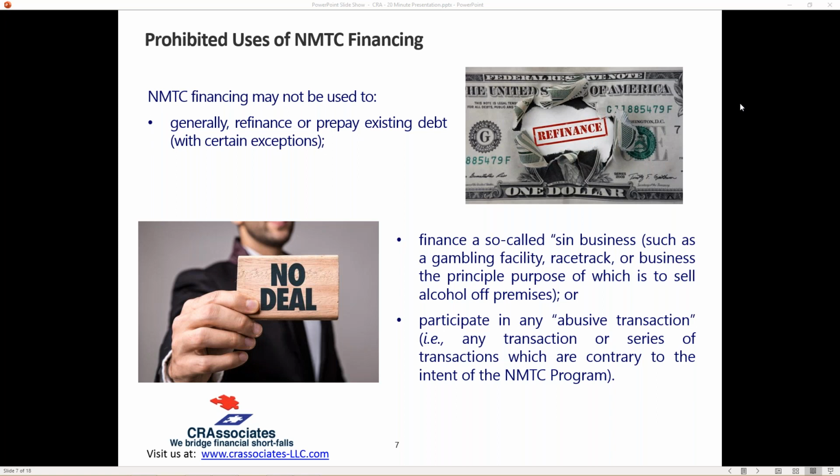New market tax credit financing also cannot be used to finance a so-called sin business, such as a gambling facility, racetrack, or a business the principal activity of which is selling alcohol off premises. It also cannot be used to participate in a transaction or series of transactions which is contrary to the intent of the program. This would include, for example, that a borrower could easily have obtained traditional financing which is not overly burdensome.